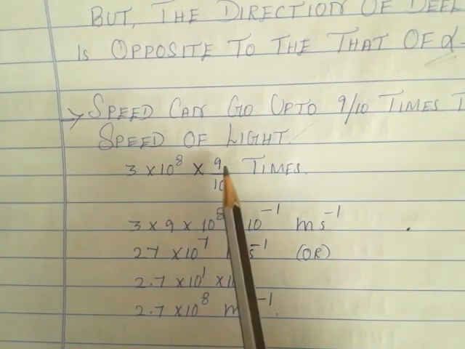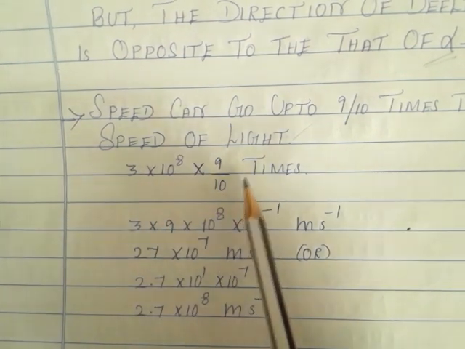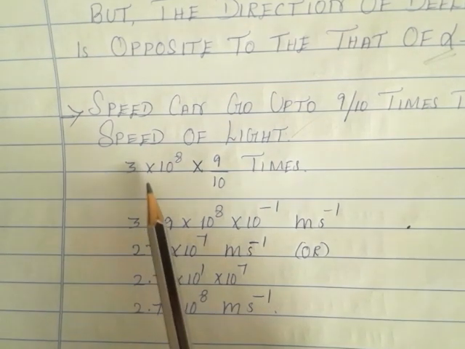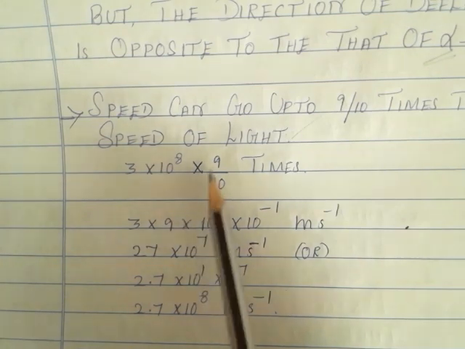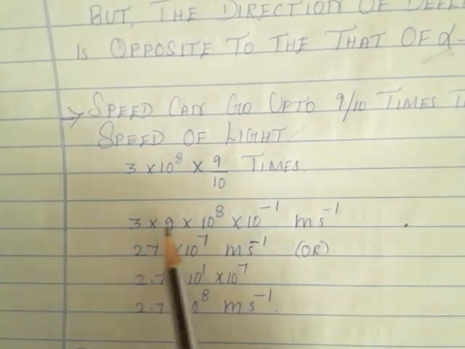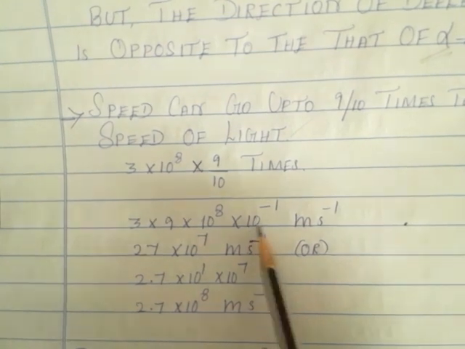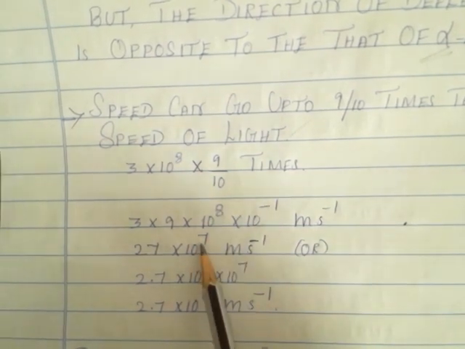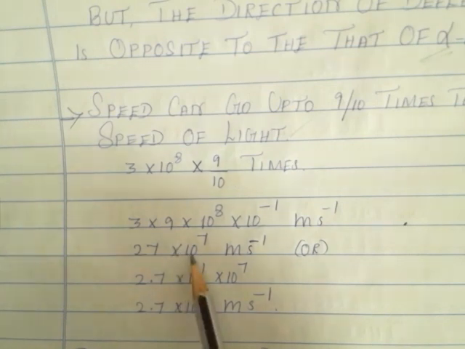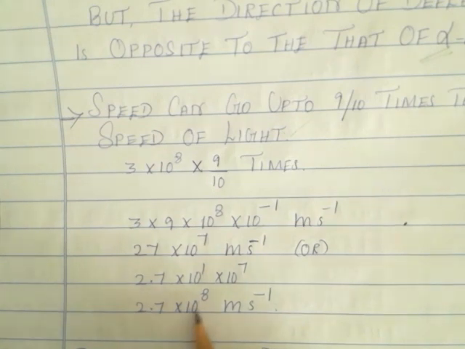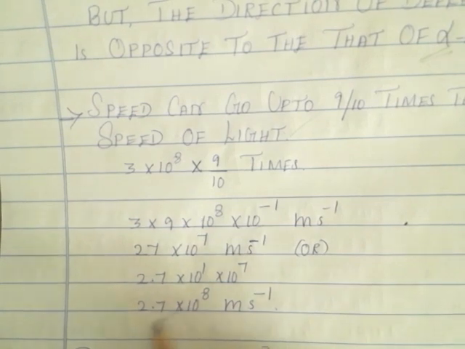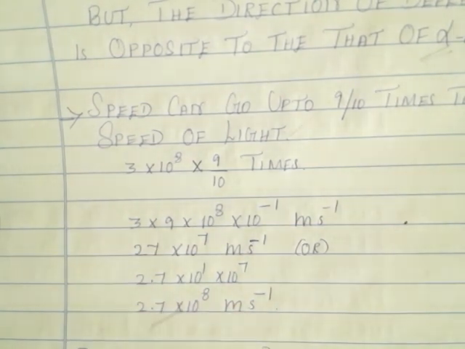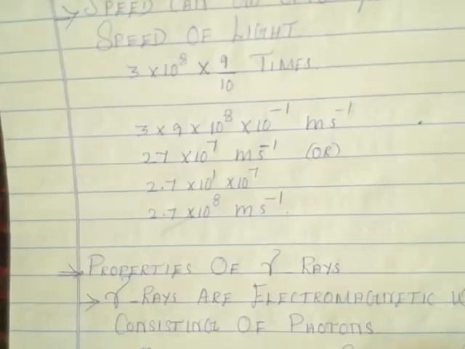That means 9 divided by 10 times the velocity of light, that is in meter second power minus 1, means 3 into 10 power 8 into 9 by 10 times. That 10 goes to the numerator, meaning minus 1, then plus 8 minus 1 means plus 7. Therefore 27 into 10 power 7 meter second power minus 1. In other words 2.7 into 10 power 8 meter second power minus 1. This velocity is approximately equal to the velocity of light in vacuum.